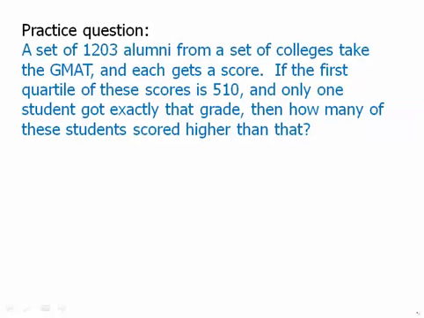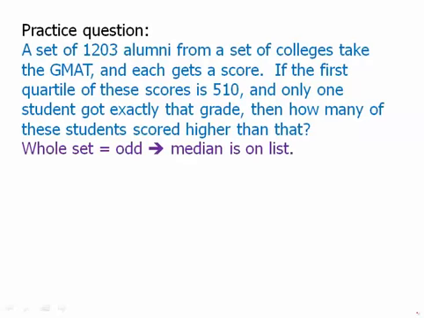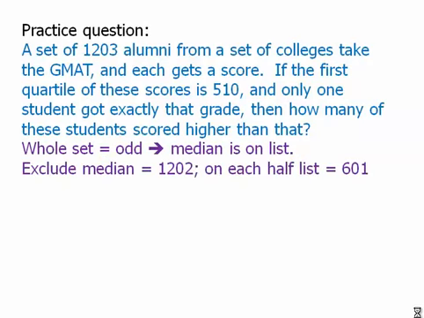Well, let's think about this. There are 1,203 alumni in this population. The whole set is odd, so the median is on that list. And so that means if we exclude the median, we put a circle around the median and exclude the median, we'd be left with 2,002 numbers. Divide that number in two, 601. That's each half list. So there's 601 people on the lower list and 601 people on the upper list.